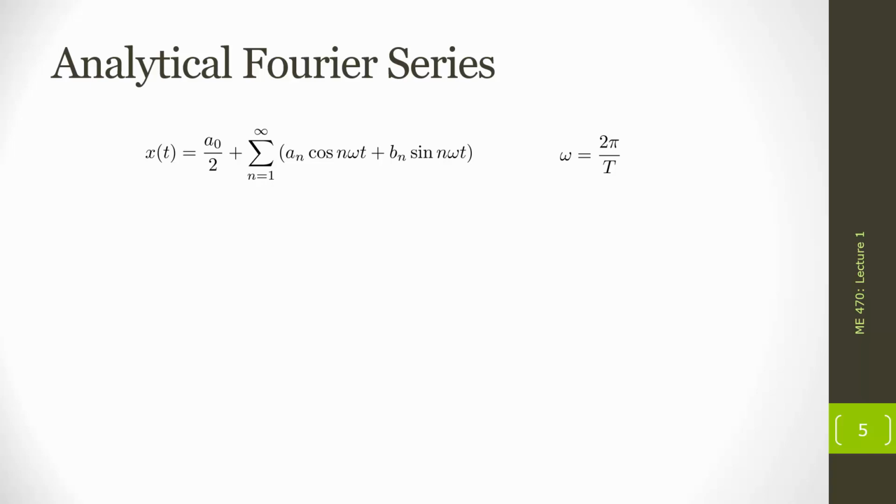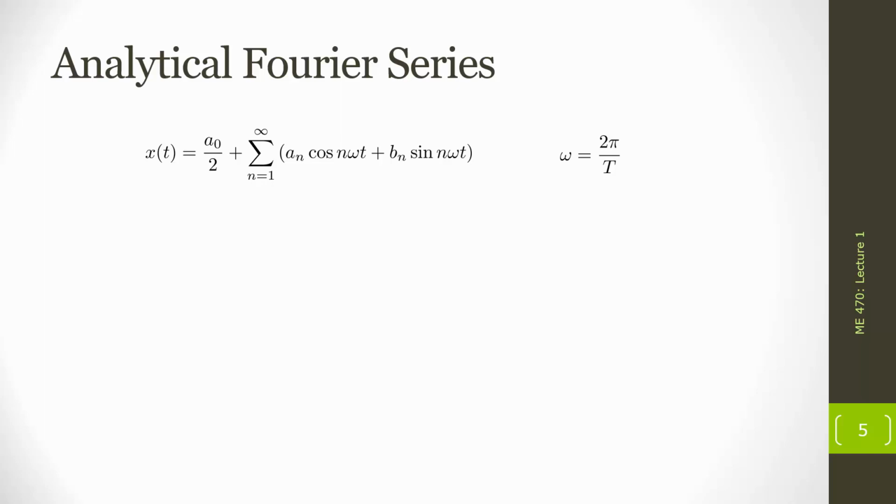So if we started to write this out, we would say, well, that's going to be a sub 1 cosine omega t plus b sub 1 sine omega t plus a sub 2 cosine of 2 omega t plus b sub 2 sine of 2 omega t plus, and we're going to keep adding all of these terms together.